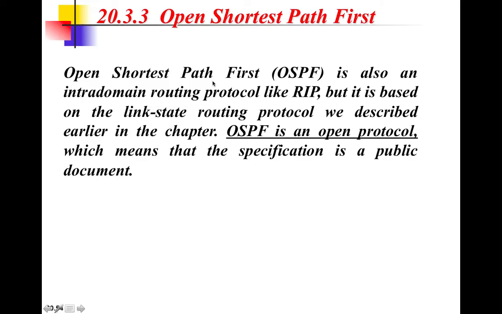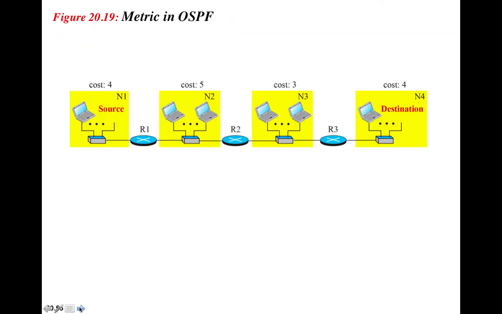OSPF, Open Shortest Path First. OSPF is also an intra-domain routing protocol, just like RIP. But in RIP, we had the restriction of 15 hops in the diameter. We don't have that restriction in OSPF. And in OSPF, we look at the costs associated with reaching a network.